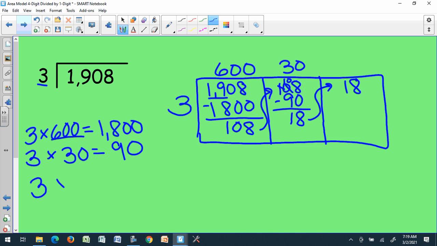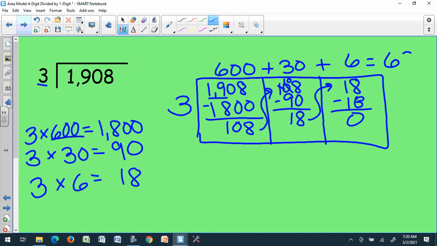Another one of those perfect facts. So 3 times 6 equals 18. So I'm going to put my 6. There we go, 8. No remainder. I'm going to add up my numbers, and I get 636. Again, pause the video, multiply, make sure we got the answers right.